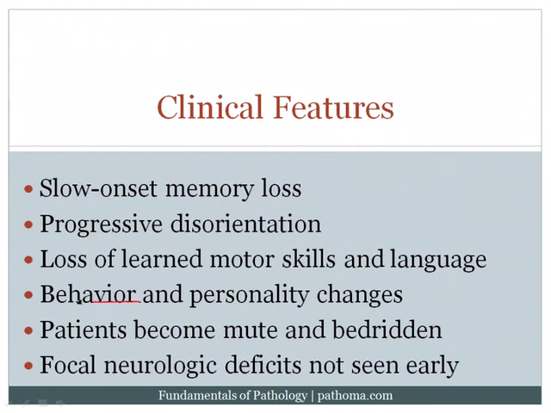In addition, they can develop behavior and personality changes. Eventually, the patients become mute and bedridden. And what's very important to note about Alzheimer's disease, especially early in the disease, is you do not get focal neurologic deficits. For example, you wouldn't see features of Parkinson's disease, such as a pill-rolling tremor, akinesia, or an expressionless face. In addition, you wouldn't see features of Huntington's disease like chorea, which are these random purposeless movements of proximal muscle. So focal neurologic deficits will not be seen early in this disease.